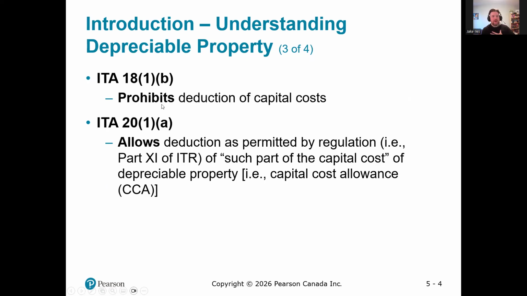So if we buy a piece of equipment, a piece of property, we're not allowed to deduct it from our income. But we are allowed to deduct part of it from our income. And this is the capital cost allowance. They use the term allowance because it's how much of that cost that we are allowed to expense in a given year.